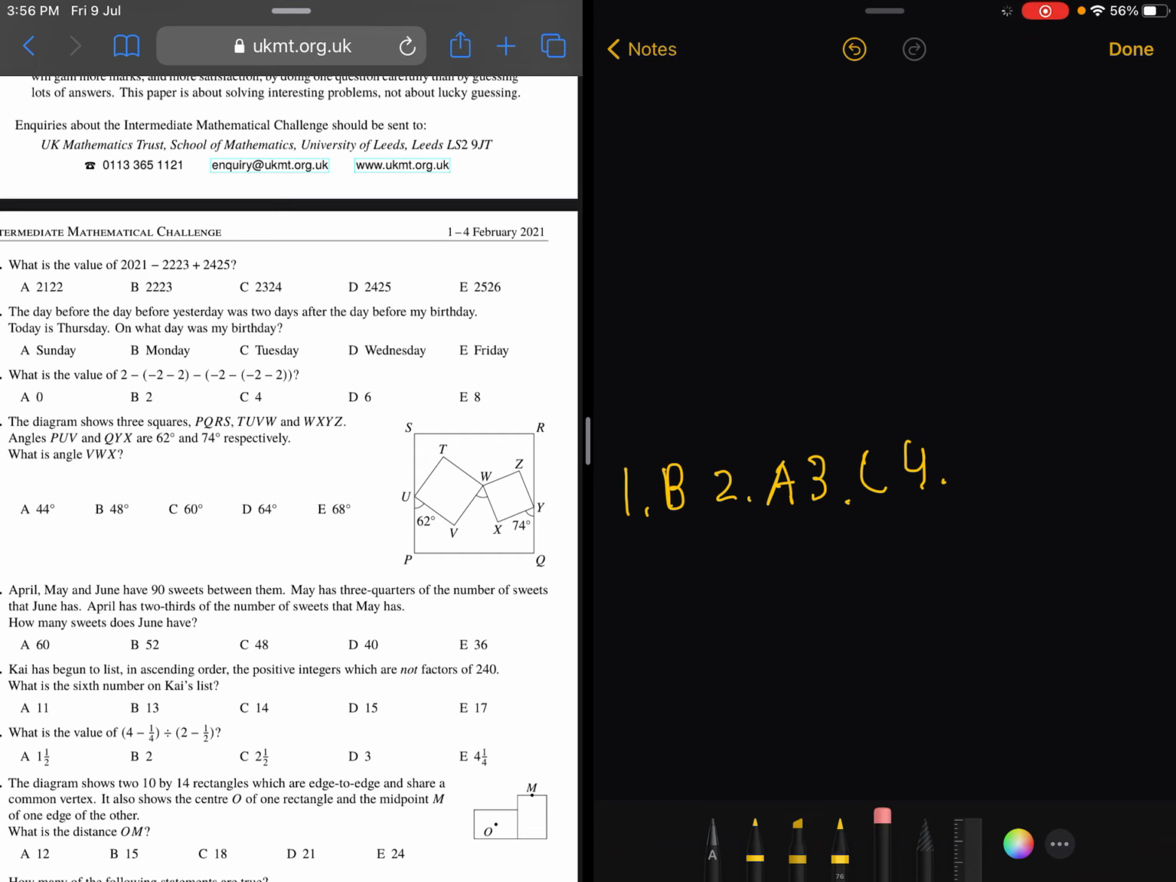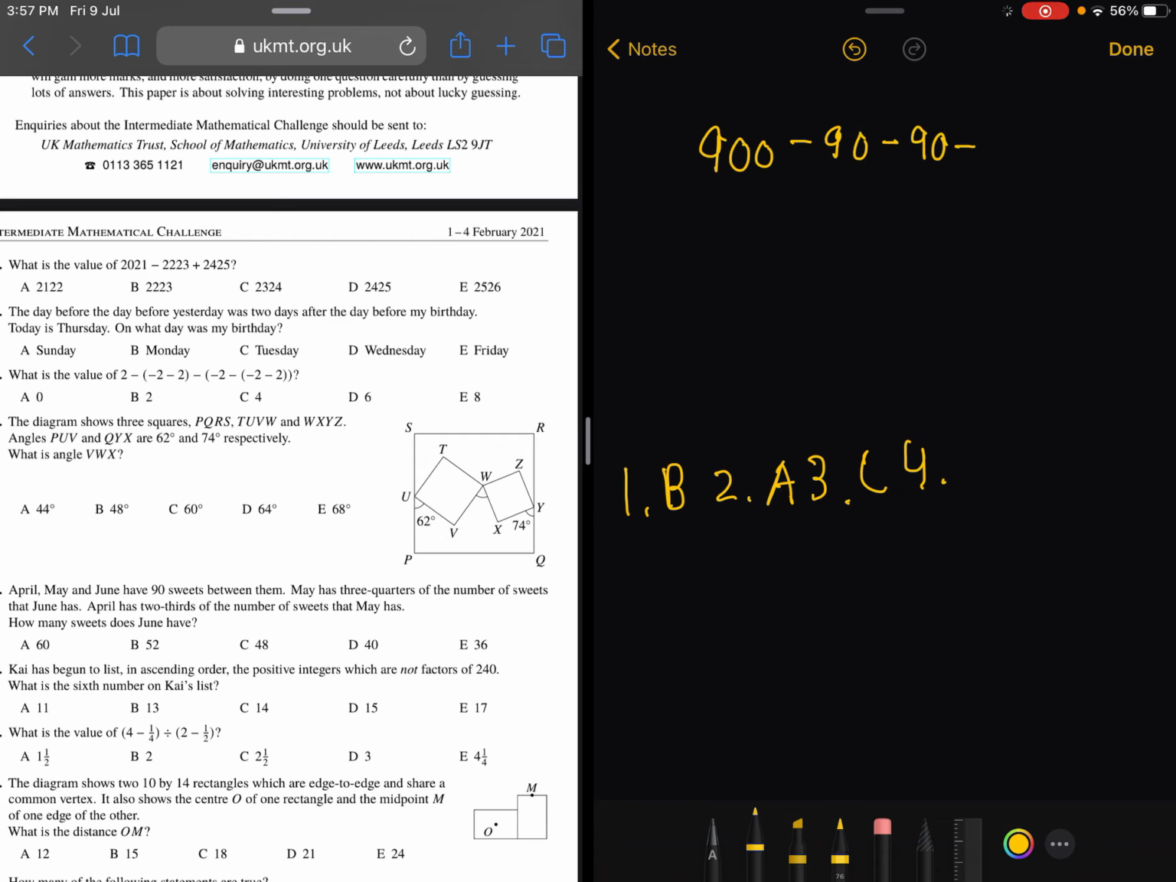PUVWXYQ. In this heptagon, the sum of the angles is 900, because (n minus 2) times 180 is the sum of angles in an n-sided polygon. And we know all the angles except angle VWX, so we can find that out by subtracting them from 900. What we do know is UPQ is 90, so we have 900 minus 90. And the other angle YQP is also 90.